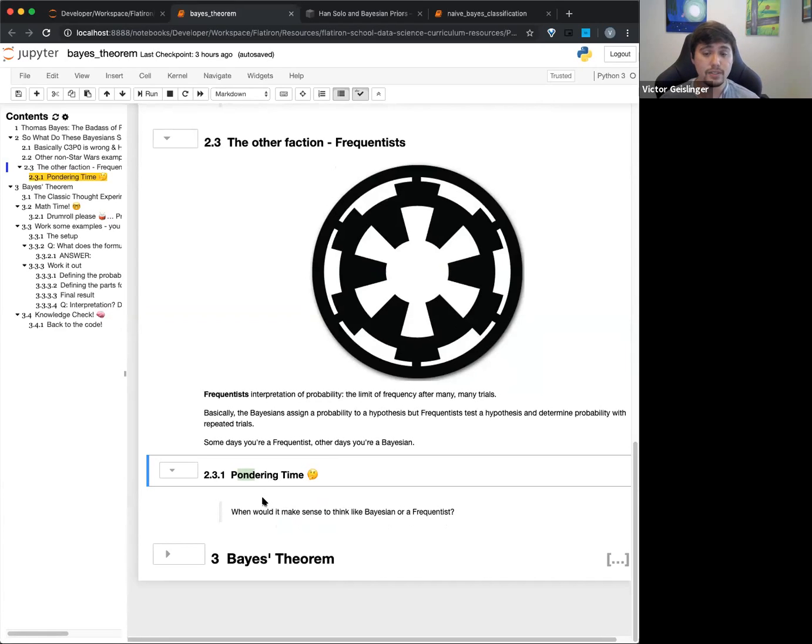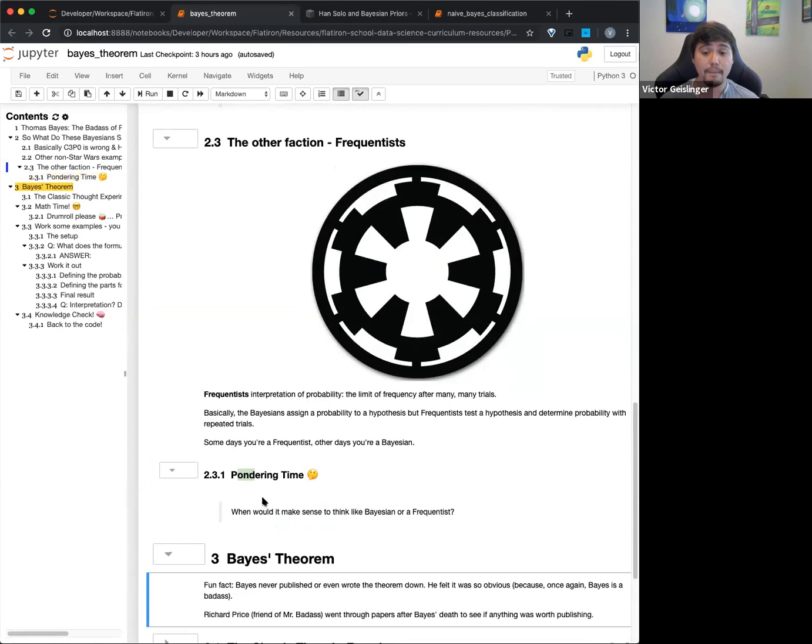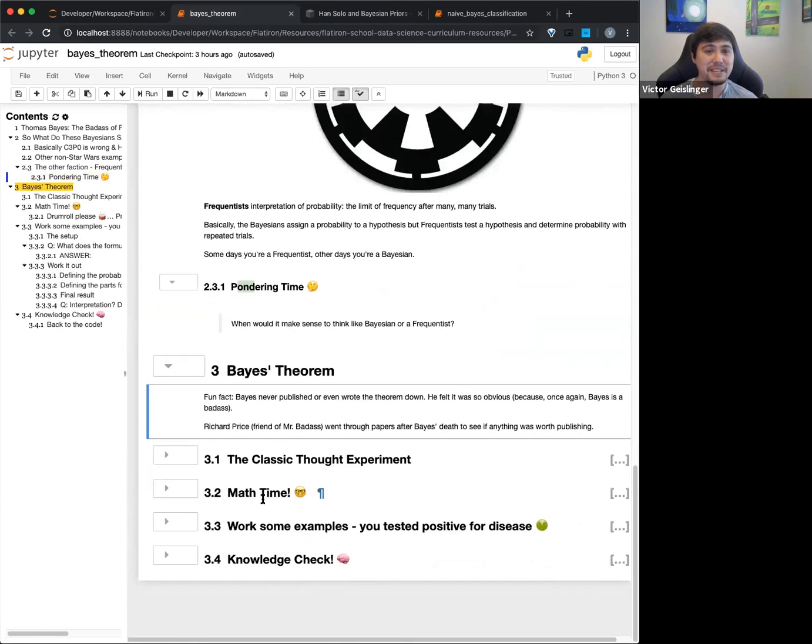Okay, so this leads us into Bayes' theorem. This famous equation that you will see everywhere, fun fact, Bayes never wrote down the equation. In fact, he never even published the idea. He actually thought it was too obvious. He didn't think it was revolutionary. He thought, well, duh, you just update your belief based on your prior knowledge.